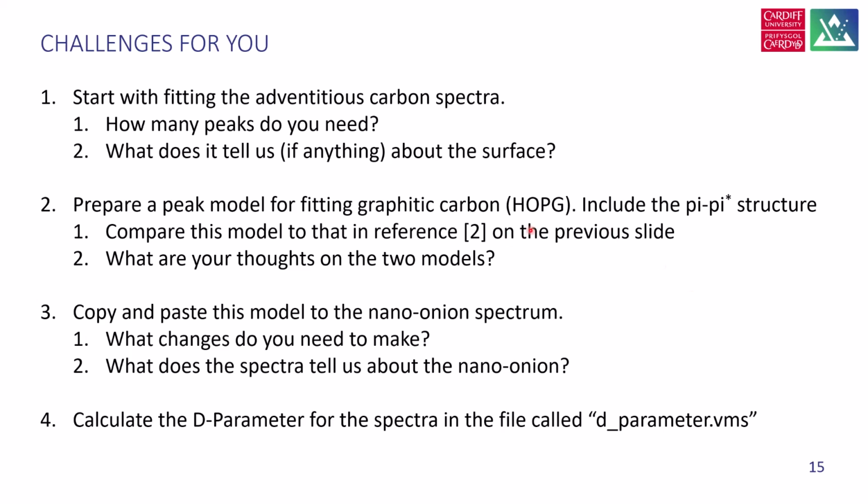Once you have what you feel is a suitable model for the HOPG, copy and paste it into the nano onion spectra. Does it fit? Do you need to make any changes? Why are you making those changes, and what changes are you making? What does the spectra itself tell us about the nano onion? Think about what we've already said in terms of discussing these sort of curved species. I also want you to have a little look at the D parameter spectra, and there are videos for these as well to show you quickly the methodologies on how to get this data.